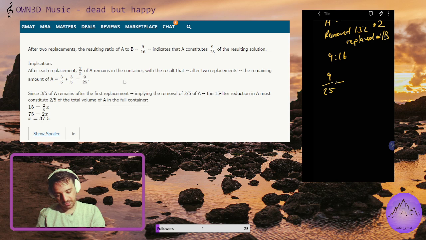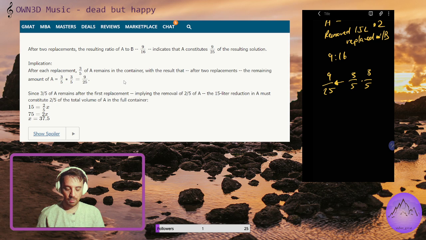So looking at this, you can see 9/25, that's what's left. That's the same as 3/5 times 3/5. I did that in my algebra before, but I didn't really understand why. Why did I take the square root? Well, I took the square root to figure out how much is coming out, essentially. So we're taking out 3/5 in the first lot, and then 3/5 of whatever was left.